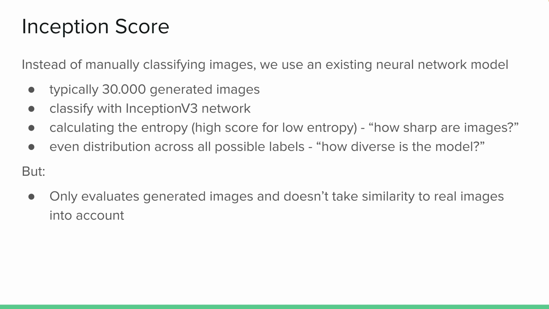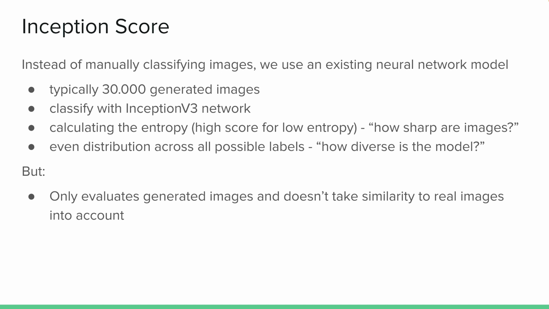What does the entropy mean here? We basically want the network to always have a single distinct, clear output prediction, which you could think of as answering the question, how sharp or distinct are the images? If it's always very clear that it's a dog or an airplane, then we have a low entropy here and the network produces sharp images. And the second one is we want to have an even distribution. We don't want the network to be unfair or only produce things of just one kind. We actually want the model to produce all classes that are possible to generate.